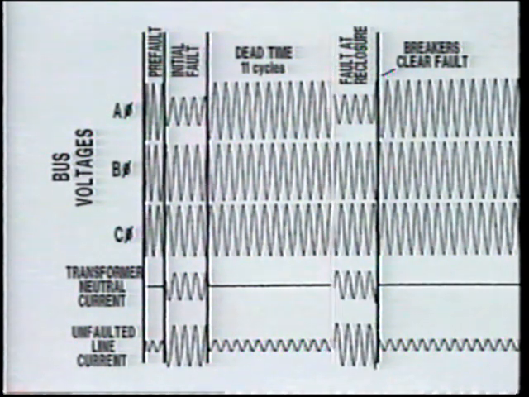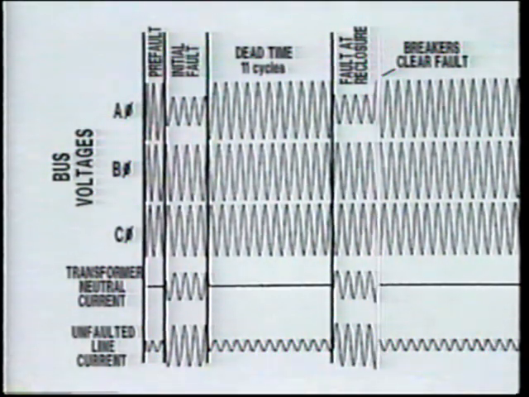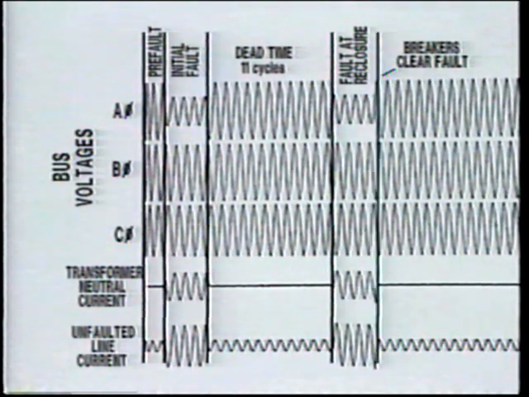At this point, the breakers on the faulted line reclosed, but the fault was still there. So the breakers immediately tripped out again and locked out. If this problem repeats itself over a period of time, we may conclude that 11 cycles of dead time is not enough to allow the temporary fault to deionize and dissipate. In this case, the dead time would be increased by changing the time delay at the breaker.